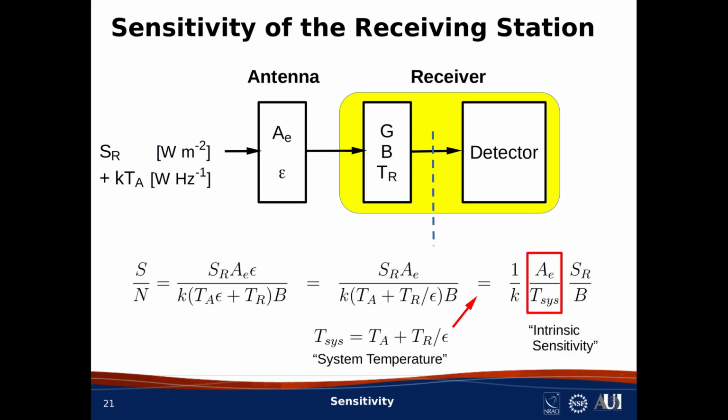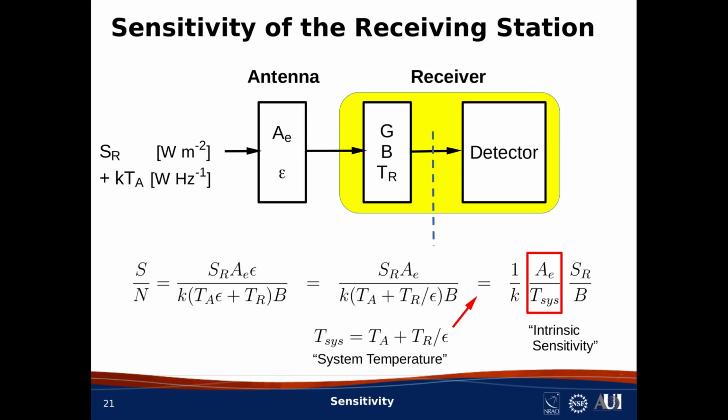The factor of AE over T-sys stands out in this expression for the following reason. This factor captures everything relevant about the design of the receiving station that determines sensitivity. Now, you might say that the bandwidth, B, is also part of the design of the station. But what's actually happening in this expression is that B is there simply to convert the power density, S sub r, that is so many watts per meter squared, into a power flux density, that is so many watts per meter squared per hertz.